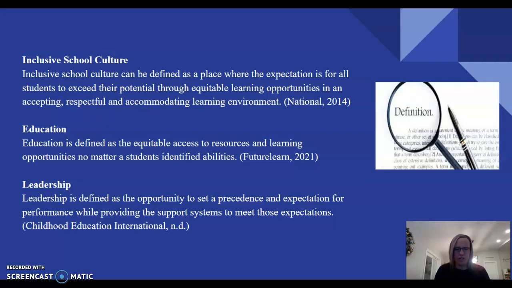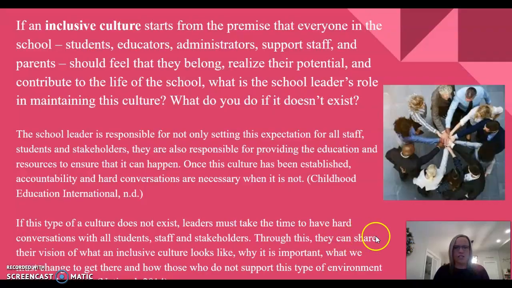And then I think leadership can be defined as the opportunity to set a precedence and an expectation for performance while providing the support systems to meet those expectations. Considering the first question: if an inclusive culture starts from the premise that everyone in school, students, educators, administrators, support staff, and parents should feel that they belong, realize their potential, and contribute to the life at school, what is the school leader's role in maintaining this culture?